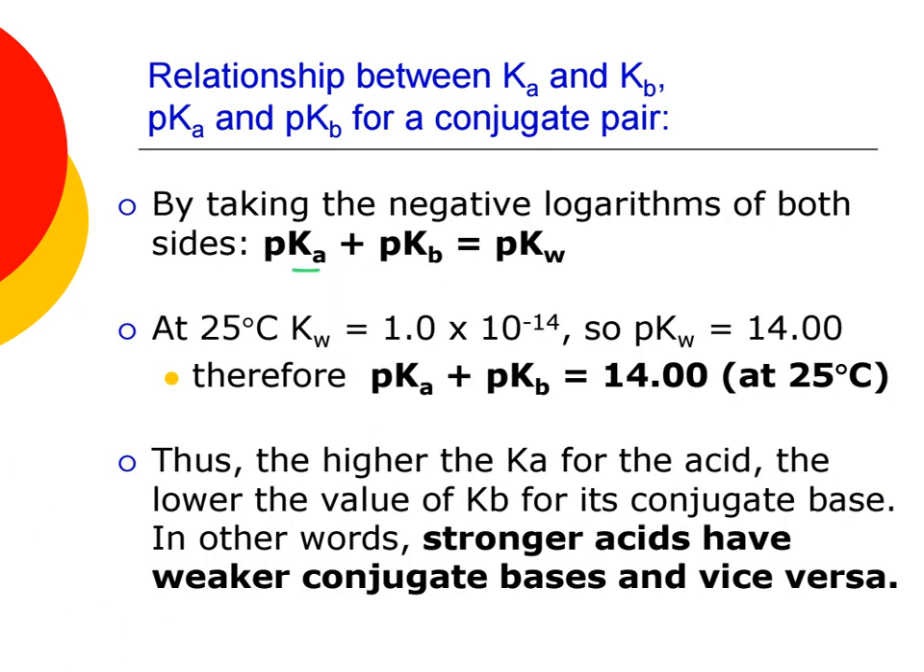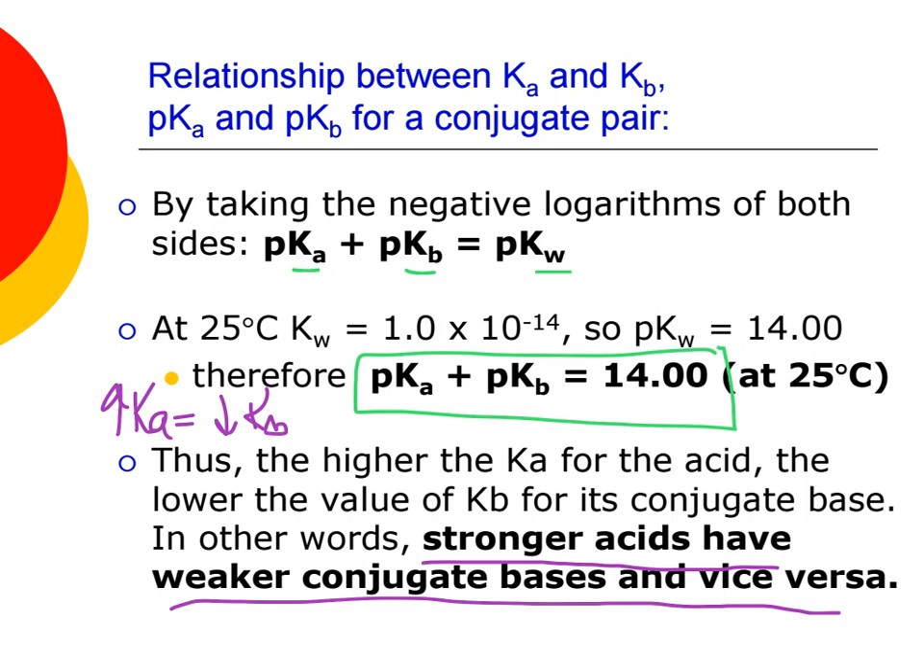If Ka times Kb is Kw, then if we do the negative log of both sides, we can get pKa plus pKb equals pKw. Keep in mind your logarithm rules, that's now a plus sign. And we know what the Kw is, so we know what the pKw is, just 14. So now we know that the pKa plus the pKb equals 14. Pretty useful formula right here.